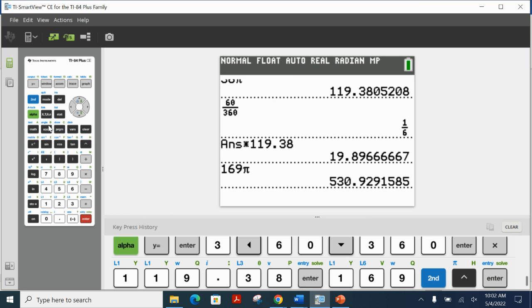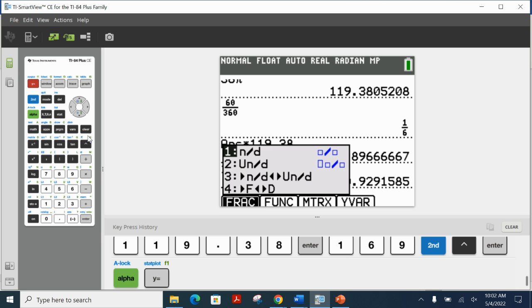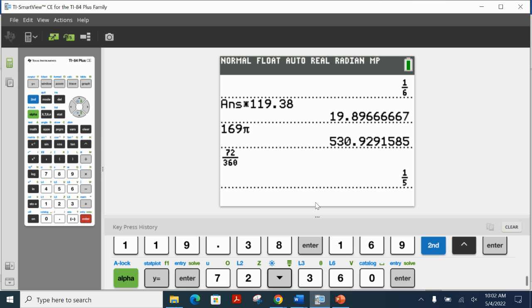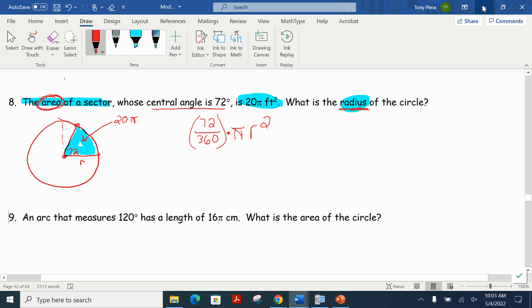Right? And then again, hopefully you have a way to do this on your calculator. This, I think, is the most efficient. So if we did 72 divided by the 360, what this will tell you is we have 1/5 of the circle. All right, so 1/5.